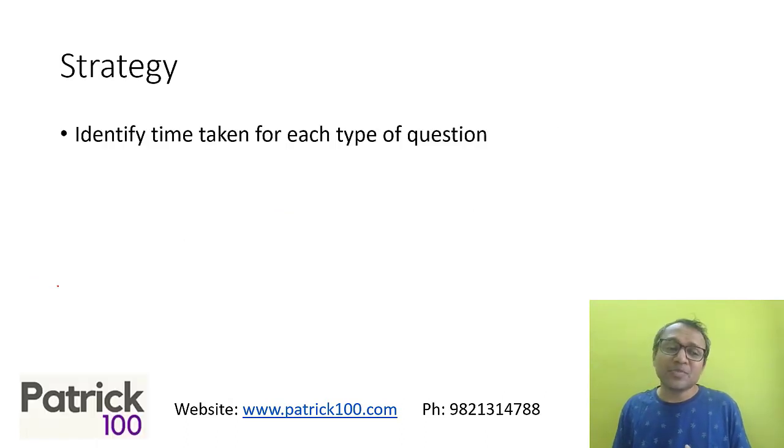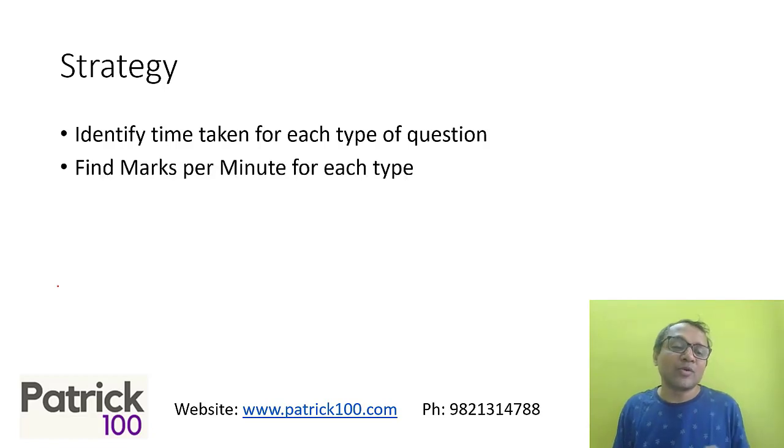So strategy: identify the time that you take for each type of question. How much time you take for DI, how much for DS, how much for maths. Try to find out marks per minute for each type of question, because this helps you prioritize which type of question you should actually solve and which you should guess mark and move ahead. A lot of students are not able to complete the paper in the given time frame, in which case you need to plan accordingly.